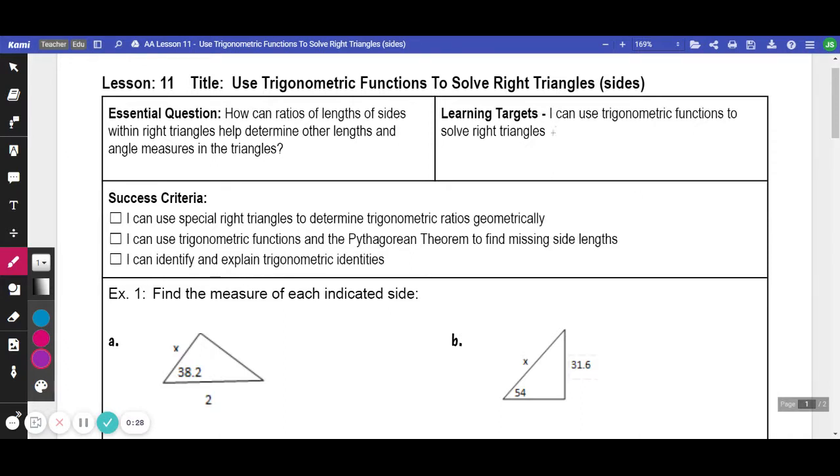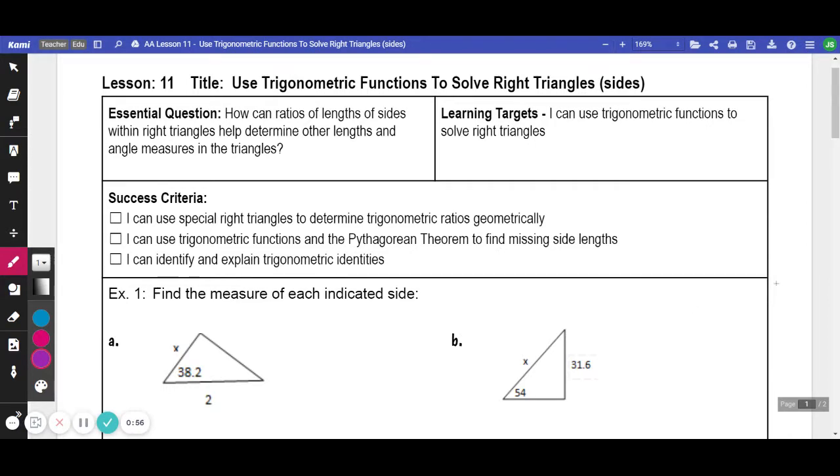That's going to be our learning target for a couple of days, since we're going to do angles in a separate lesson. So, I can use special right triangles to determine trig ratios geometrically. I can use trig functions and/or the Pythagorean theorem to find missing sides. It's important that you also know when to use each one and use them appropriately. And then, I can identify and explain trig identities.